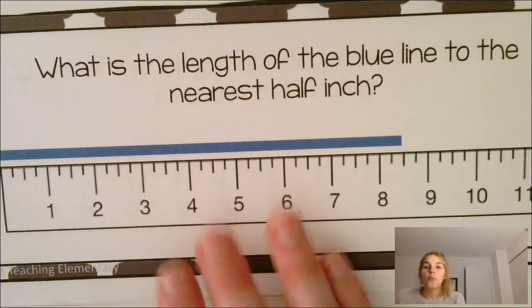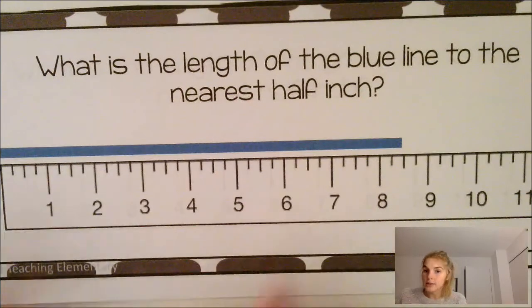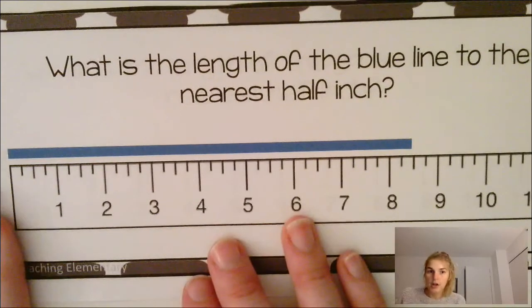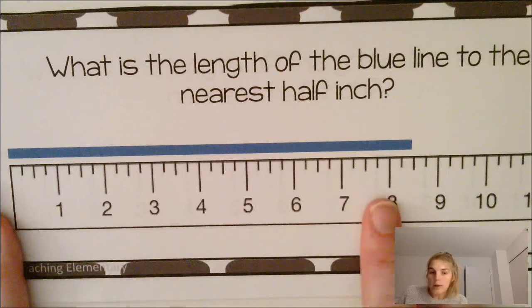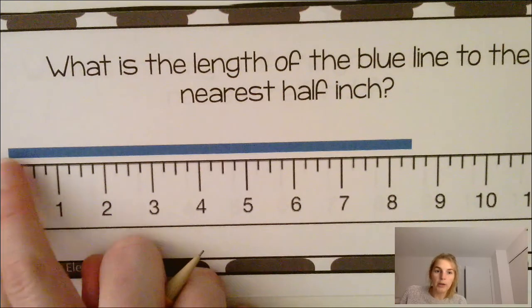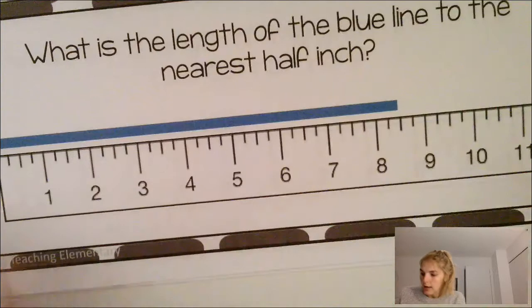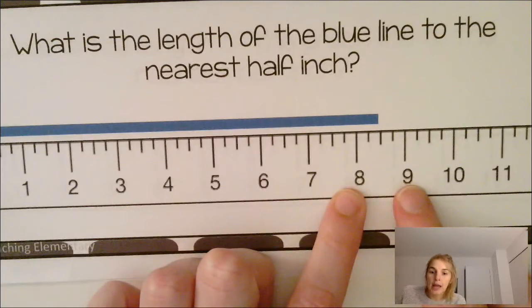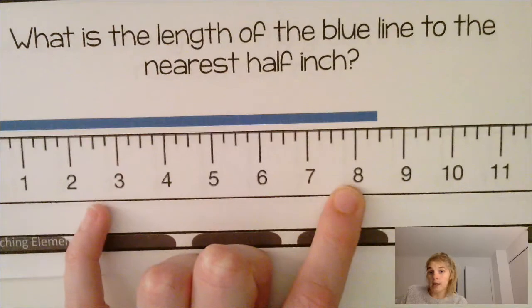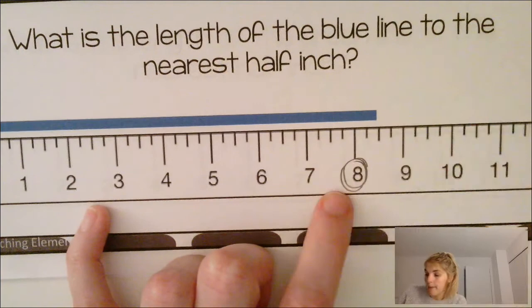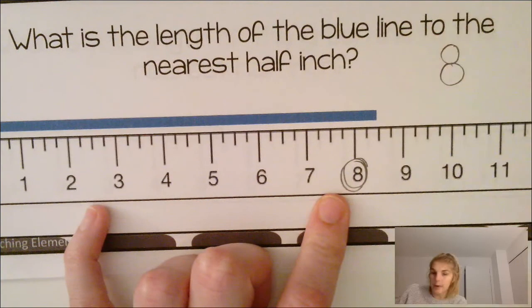This one said, what is the length of the blue line to the nearest 1/2 inch? Okay, well, we can see here that it starts at 0, we know that, and now we're going to follow it down. Now I see that it's in between 8 and 9, so it's not quite at 9 yet. It's still at 8. So 8 is going to be our whole number.